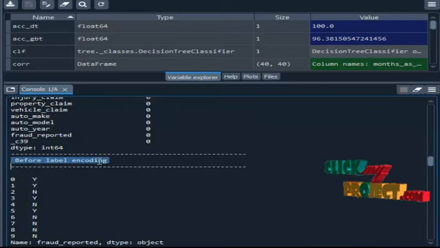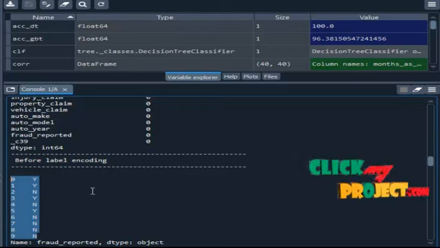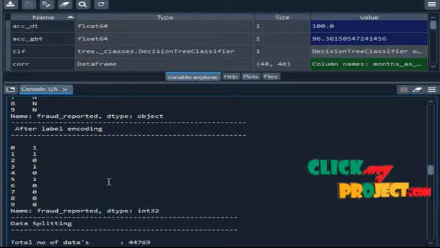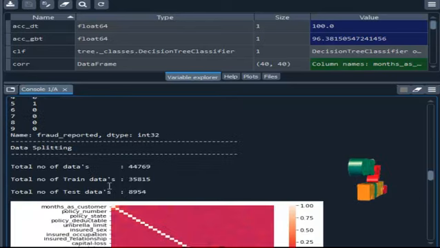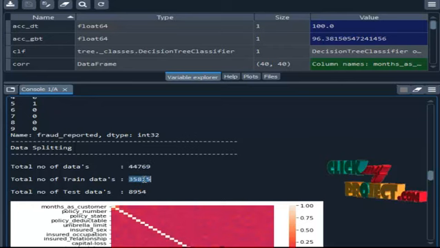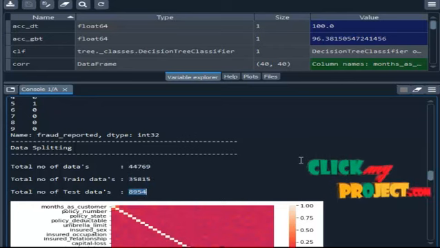Then label encoding. This is the string present in our data set. We need to convert that string into a numeric value. This is after label encoding. Then data splitting. Here we split the whole data into test and train. This is the total number of data, this is the train data and this is the test data.